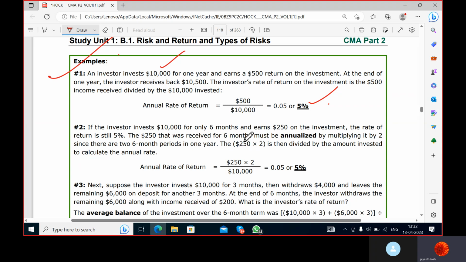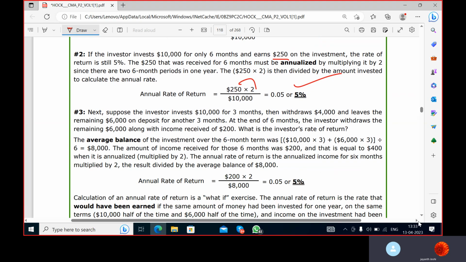And if they give you the returns or coupons, interest, whatever return you get, semi-annually, so you get 250 in 6 months. So in 1 year it becomes 500. So it is 5% still. And then let's go for the next scenario.